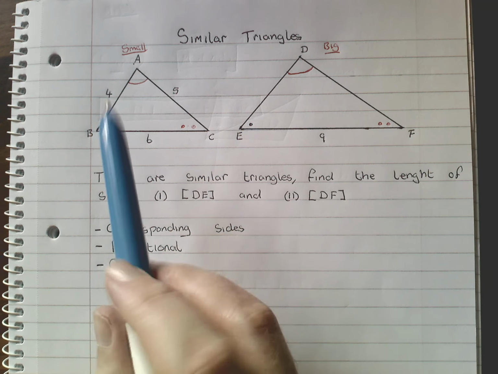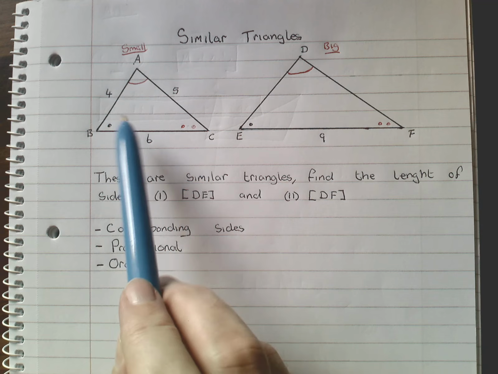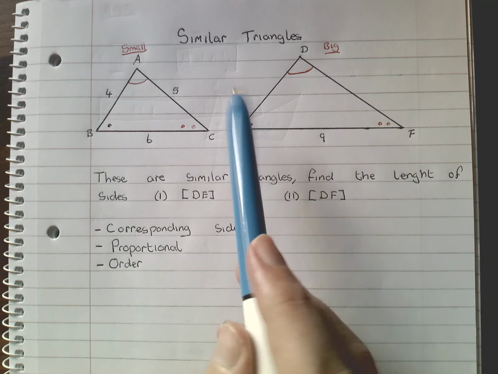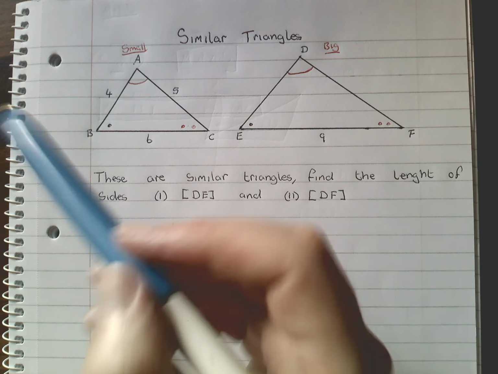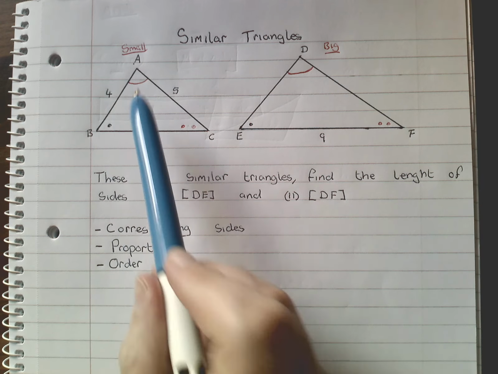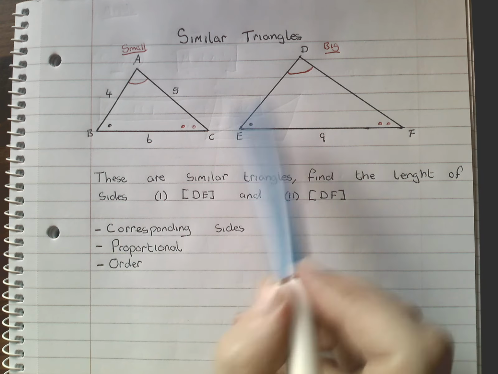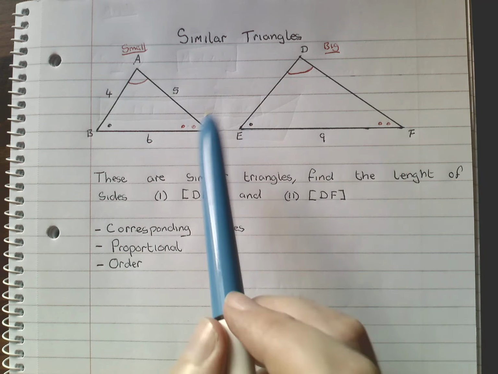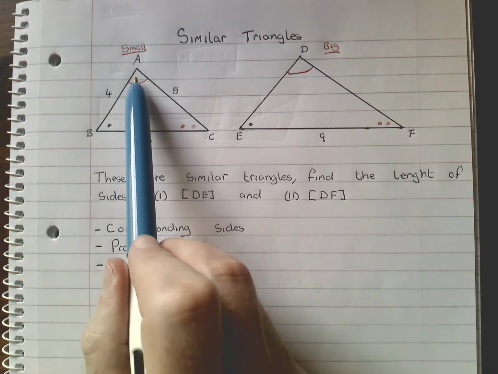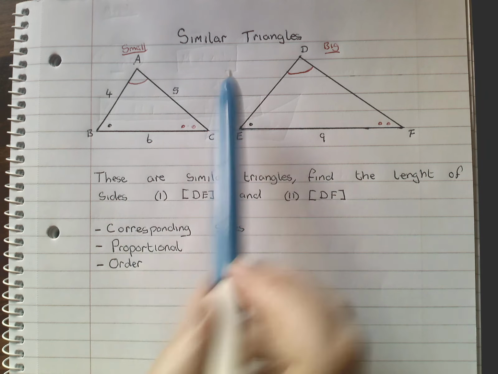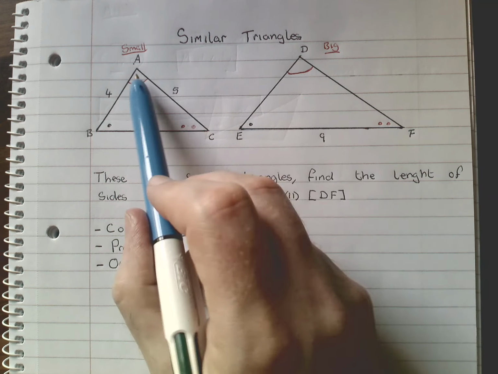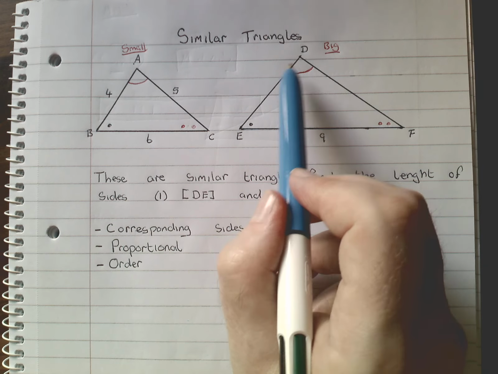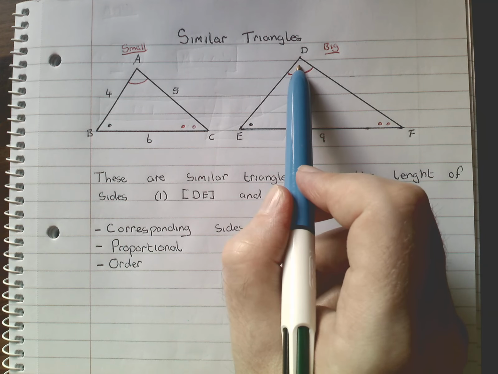Okay, so what we're looking at here are two what are called similar triangles. Now if we just have a look at them, we might notice a number of things. So number one, the angles in both triangles are the same. So for example, this angle here corresponds with this angle here. Okay, so there's a link or a correspondence between these two. They correspond with each other.